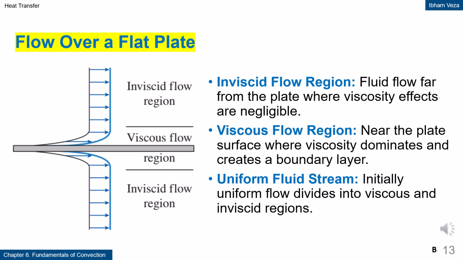A uniform flow approaching a flat plate is divided into a viscous region and an inviscid region. Near the surface, viscosity effects dominate and form a boundary layer. Far from the surface, viscosity effects can be neglected and the flow can be considered ideal. This separation simplifies the analysis of flow and heat transfer. This concept becomes the basis of almost all external flow analyses over flat surfaces.